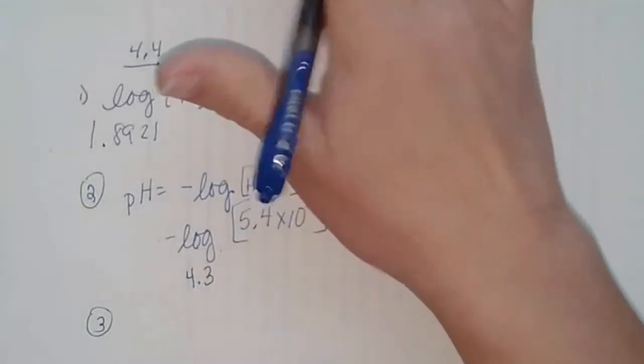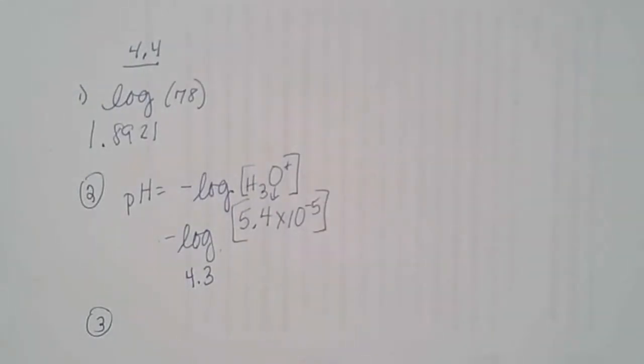Number 3 is kind of an application question of using pH, and it tells us that a wetland, they have these different classifications. A wetland has a pH that is between 6.0 and 7.5.